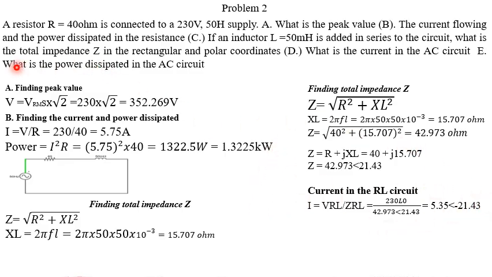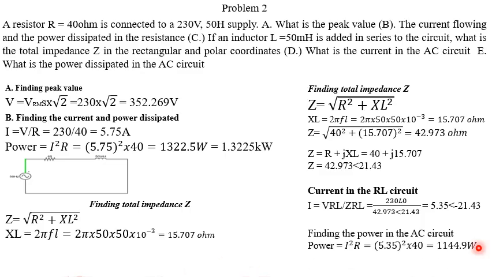And they said, what is the power dissipated? So here, to find the power dissipated is simply the current squared times our resistance. So finding the power, we simply multiply the current squared and the resistance. The current here is 5.35 squared times our resistance, and we have our power as 114.9 watts. So this is how we simply calculate all the components you will need. So kindly take your time, go through it, and you will be fine.